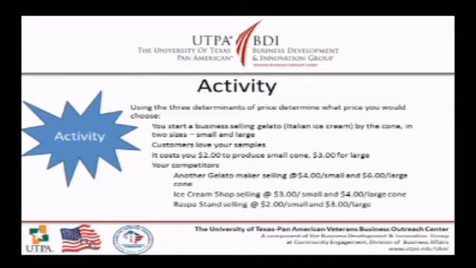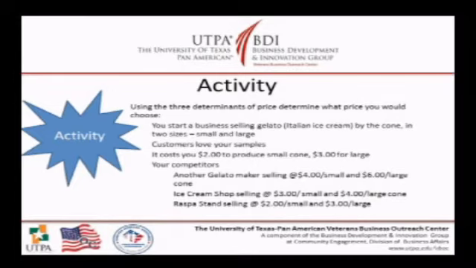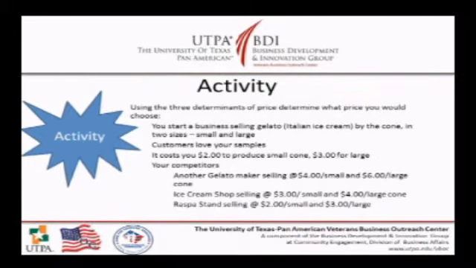Okay, this is an activity. Like I said, we're not going to get into groups. Basically, we're going to determine the price for a business that we're going to start up. The business we're going to start up is selling gelato, which is Italian ice cream. We're going to sell it by the cone in 2 sizes, small and large. And customers love your samples. It costs you $2 to produce a small cone and $3 for a large.